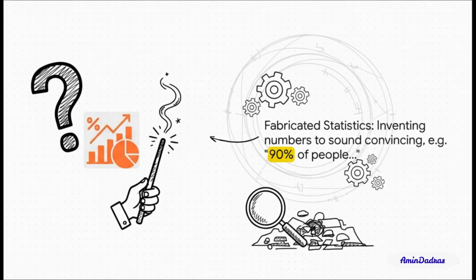Oh, this one is a classic. Just throwing a random number or a percentage on something makes it sound so official, so well-researched. 90% of people don't know this secret just sounds way more convincing than most people don't know. But a lot of the time, those numbers are just pulled out of thin air.